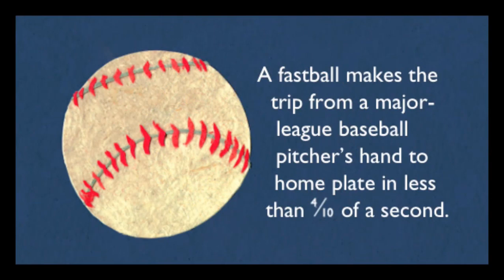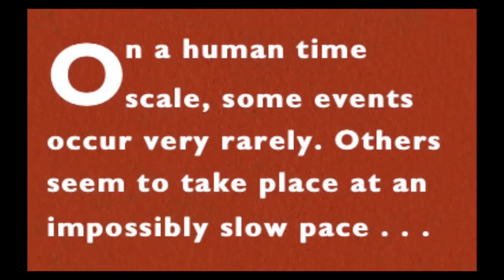A fastball makes the trip from the Major League Baseball pitcher's hand to the home plate in less than 4/10ths of a second. On a human timescale, some events occur very rarely. Others seem to take place at an impossibly slow pace. Here are some things that take a very long time to happen.